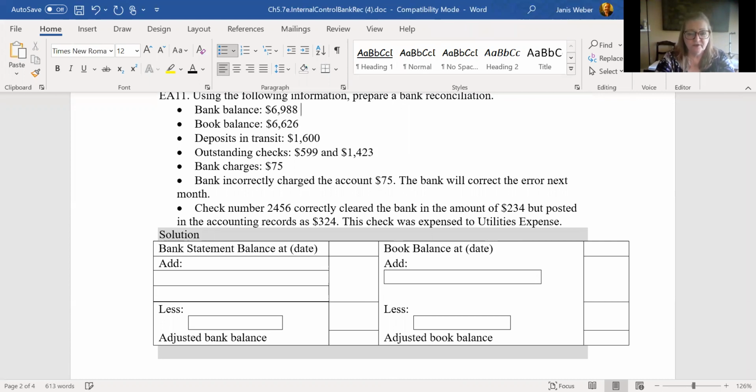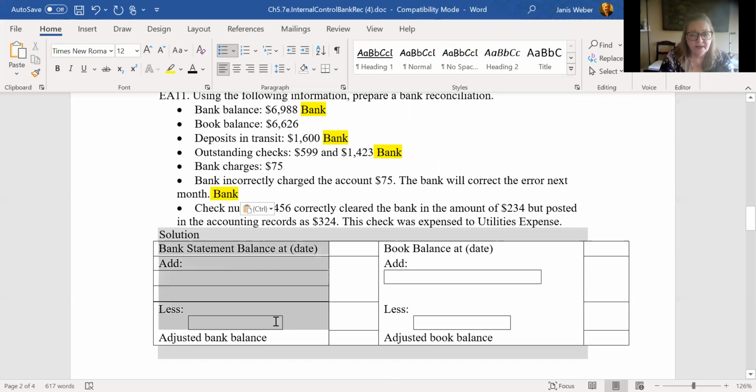I'm going to pull out the things that I think affect the bank. The outstanding checks and the deposits in transit affect the bank. Now let's see, the book balance does not affect the bank, neither do the bank charges. Bank incorrectly charged the account $75. They're going to correct the error next month. A check was written in error. That's on the bank side. The bank incorrectly charged, we're going to put that on the bank side too.